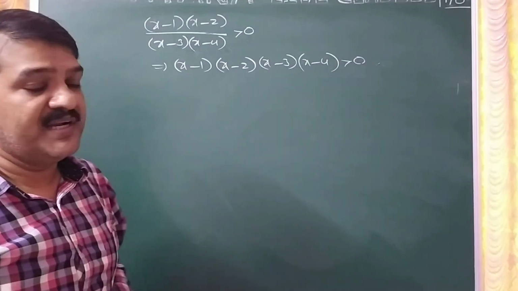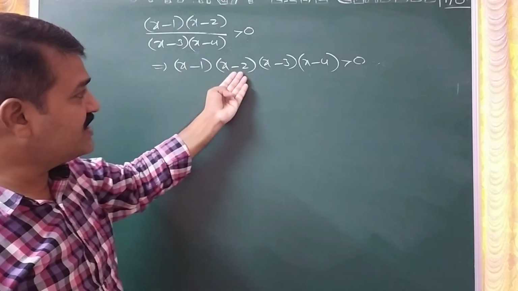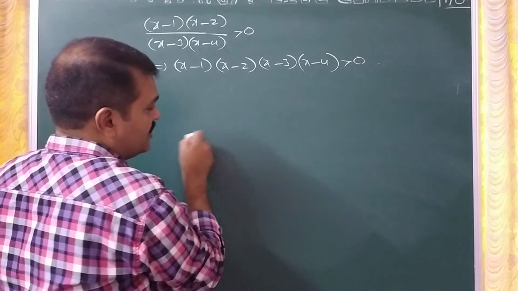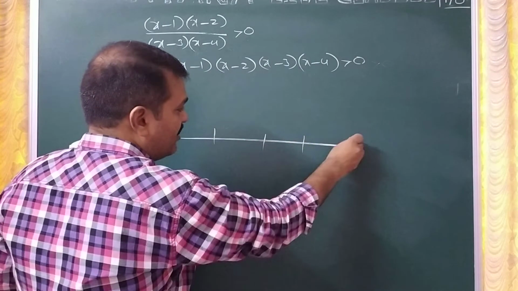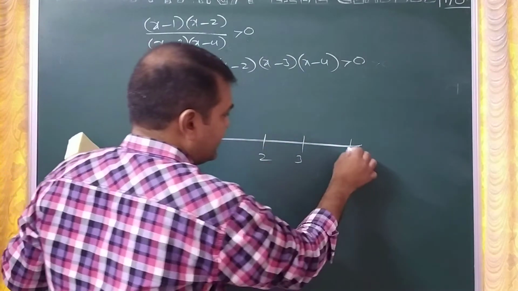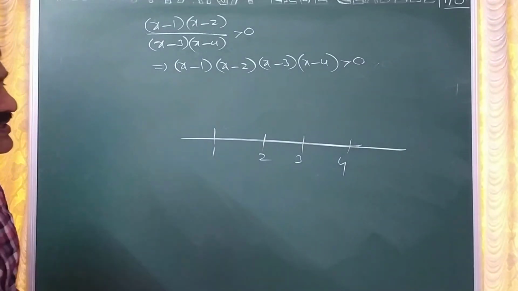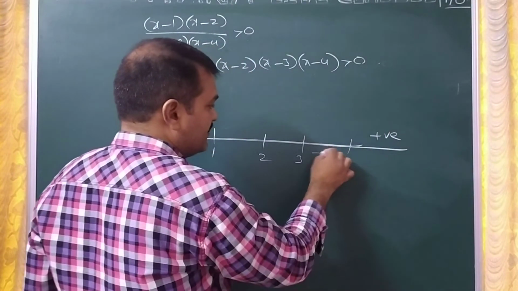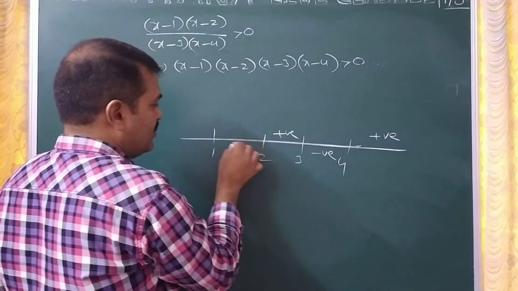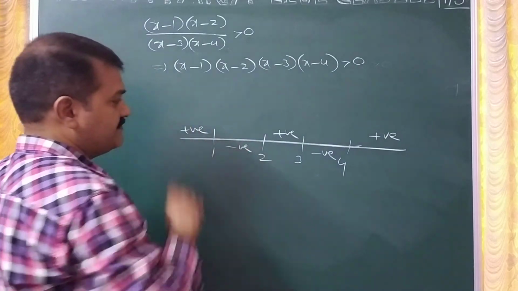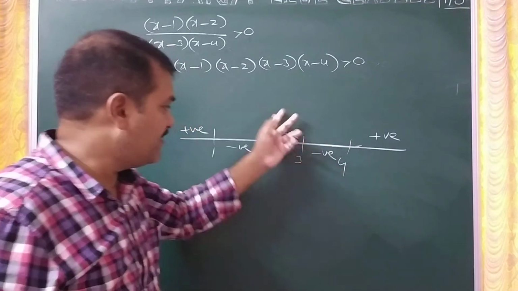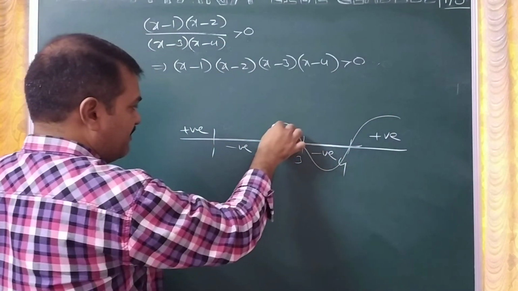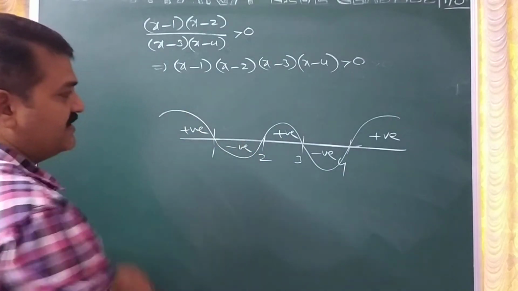So take the critical points, the points at which each term is going to be 0. So what are the points? 1, 2, 3, 4. Mark the points in ascending order. Starting from right to left, starting from positive, alternately mark positive and negative portions like this. Draw a curve in the shape of a wave like this.